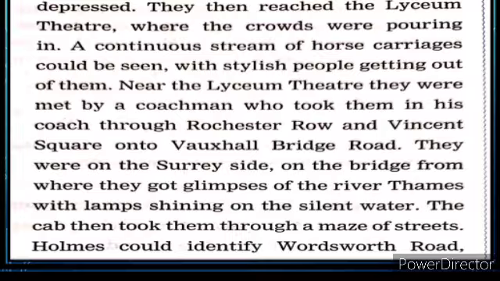Near the Lyceum Theatre, they were met by a coachman who took them in his coach through Rochester's Row and Vincent Square onto Vauxhall Bridge Road. They were on the Surrey side on the bridge from where they got glimpses of the river Thames with lamps shining on the silent water. The cab then took them through a maze of streets. Holmes could identify Wordsworth Road, Priory Road, Lark Hall Lane, Stockwell Palace, Robert Street, and Cold Harbour Lane.